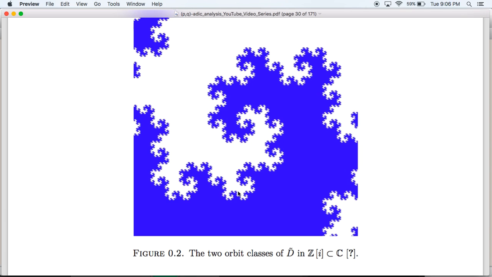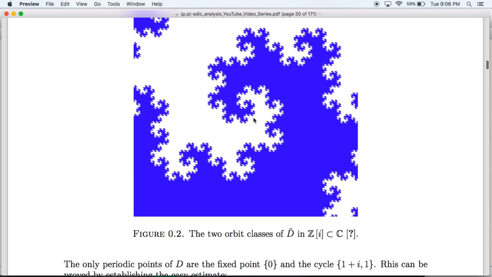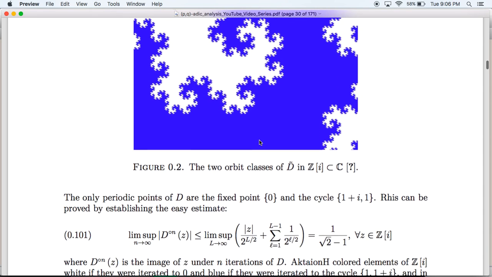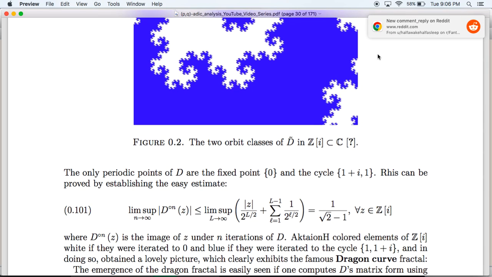So this is the orbit classes in the complex plane. Here, their 2 fixed points are 0 and the cycle 1 plus i, comma 1. And this is colored based on where they go. This is proved by establishing the following easy estimate. And that is goodbye Reddit. So this is the lim sup of the Archimedean absolute value of the nth iterate of D is less than or equal to this formula, which is 1 over the square root of 2 mod 1.